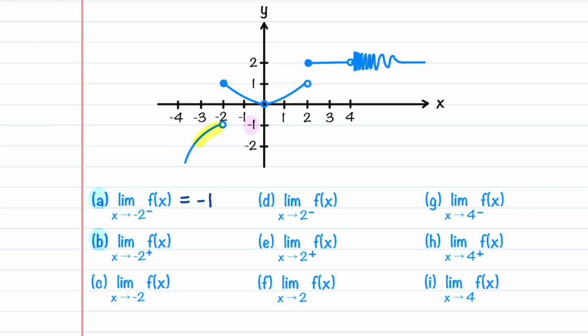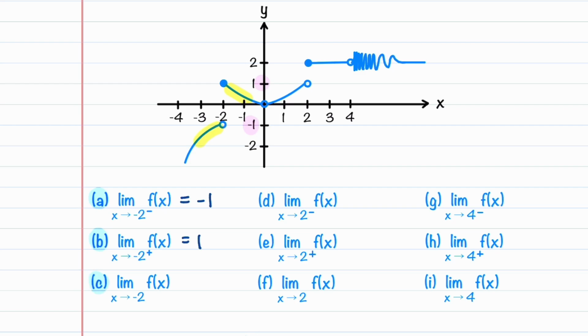Now let's look at part B. For this one, we are also going to take the limit as x goes to -2, but we're going to go from the right of -2. If we look up at our graph, we're going to go along the function as we approach -2 from the right, and you can see that our function value is going to approach 1. So our limit is equal to 1.